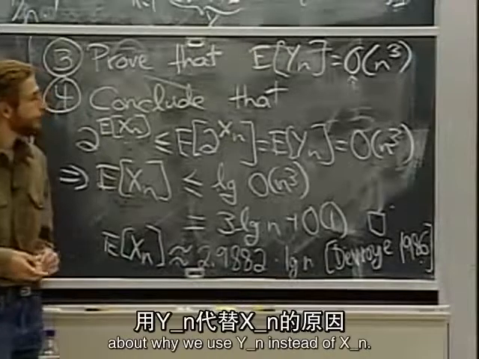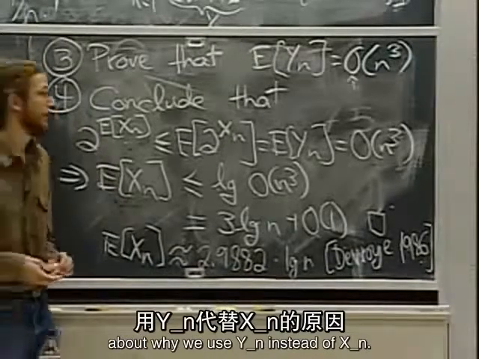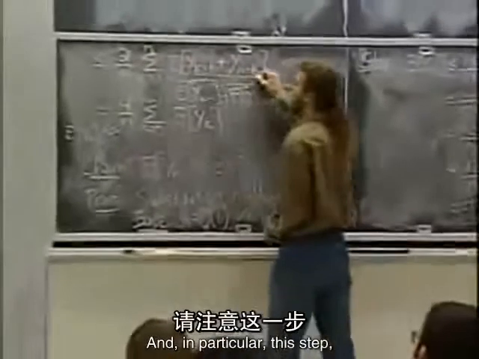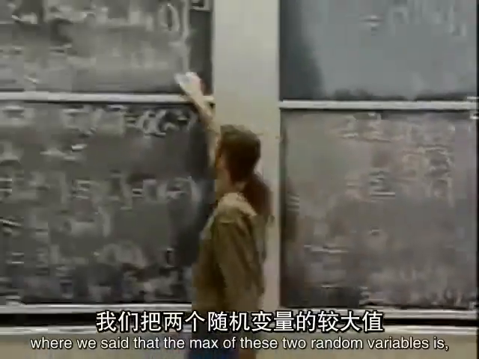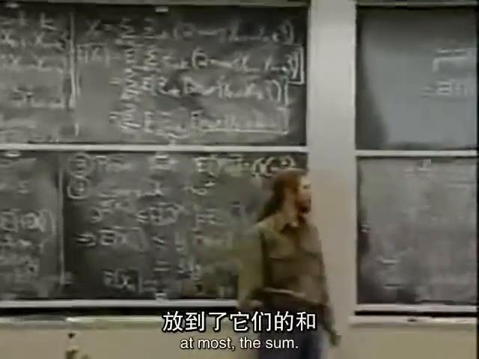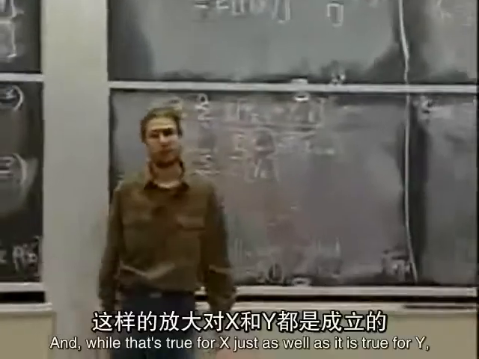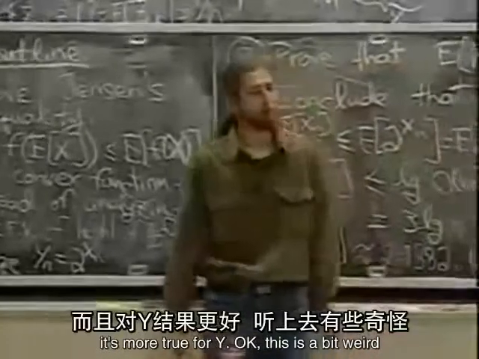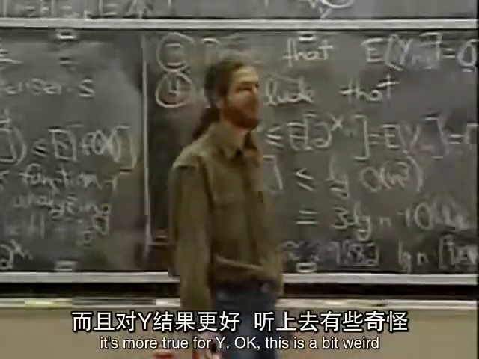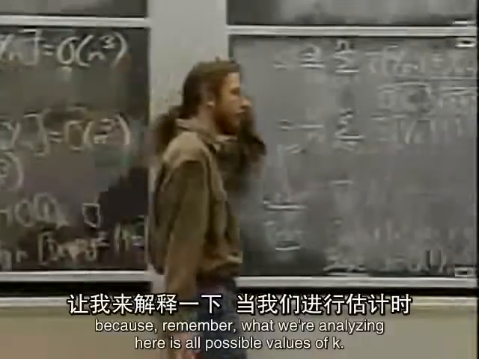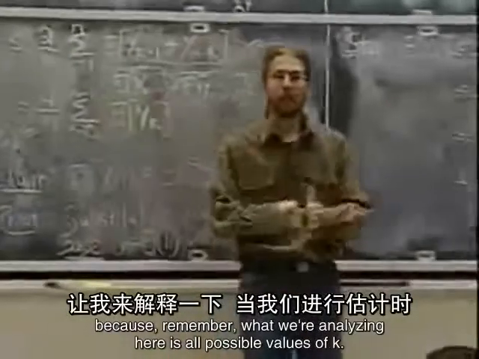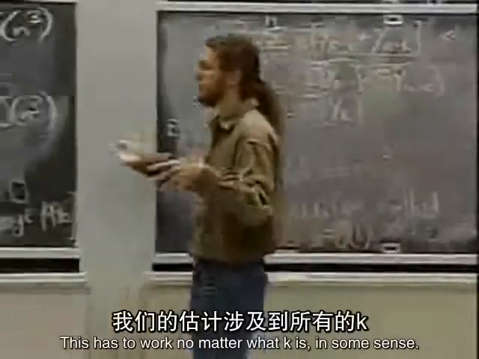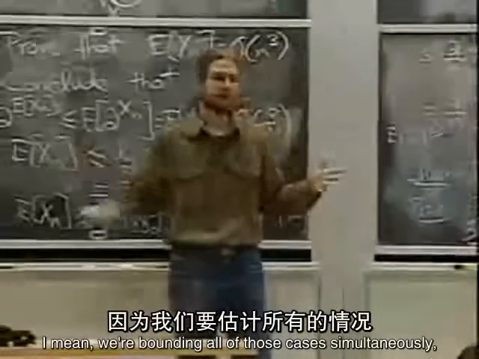Right, I should say a little bit more about why we use yn instead of xn. And it's all about the sloppiness. And in particular, this step, where we said that the max of these two random variables is at most the sum. And while that's true for x just as well as it is true for y, it's more true for y. Okay, this is a bit weird. Because remember, what we're analyzing here is all possible values of k. This has to work no matter what k is, in some sense. I mean, we're bounding all of those cases simultaneously, the sum of them all.